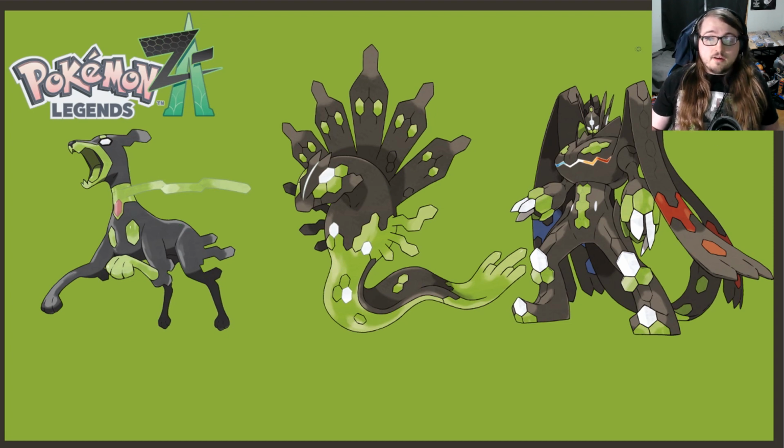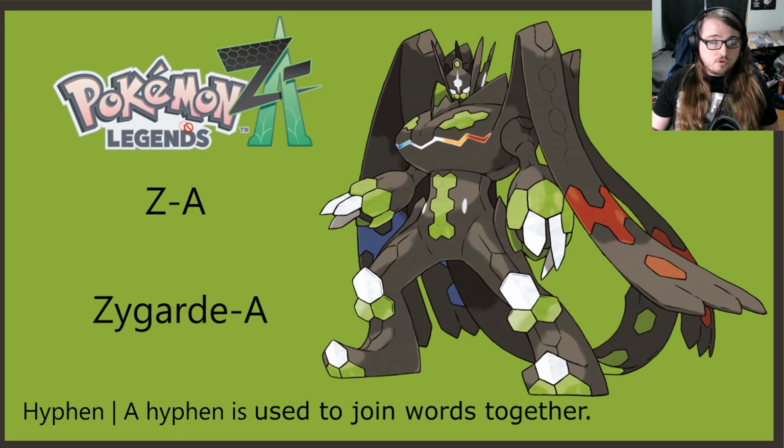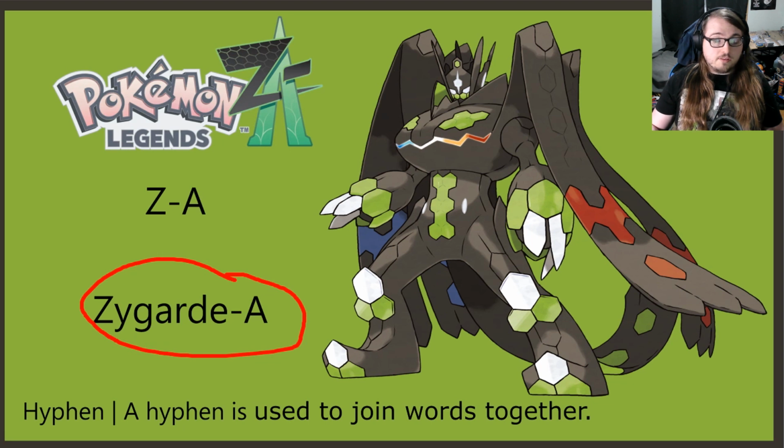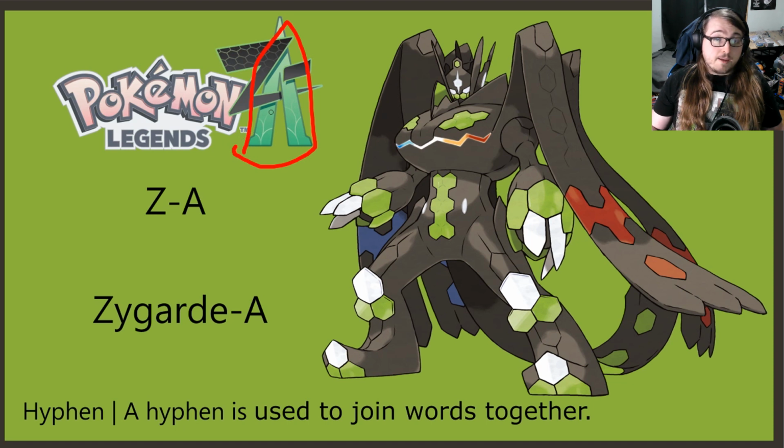So let's break down Legends Z-A real quick. Alright, so Pokemon Legends Z-A. We've got that right here, Z-A, obviously Legends Z-A. Zygarde, so there's a hyphen right here for Legends Z-A. So I believe that means the Z and the A are literally connected, and the A is a part of Zygarde himself, because a hyphen is used to join words together.